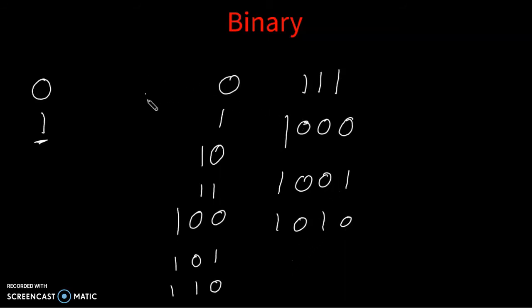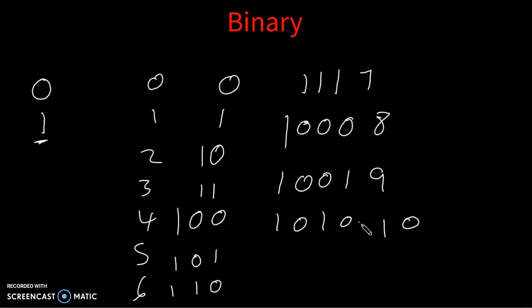And in terms of the base 10 counting system, this will be 0, this will be 1, this will be 2, this will be 3, 4, 5, 6, 7, 8, 9, and 10.